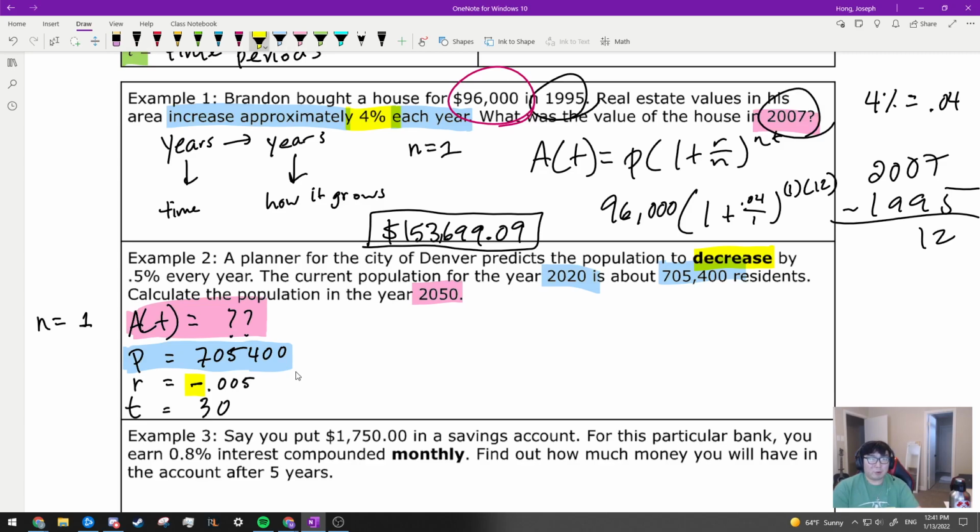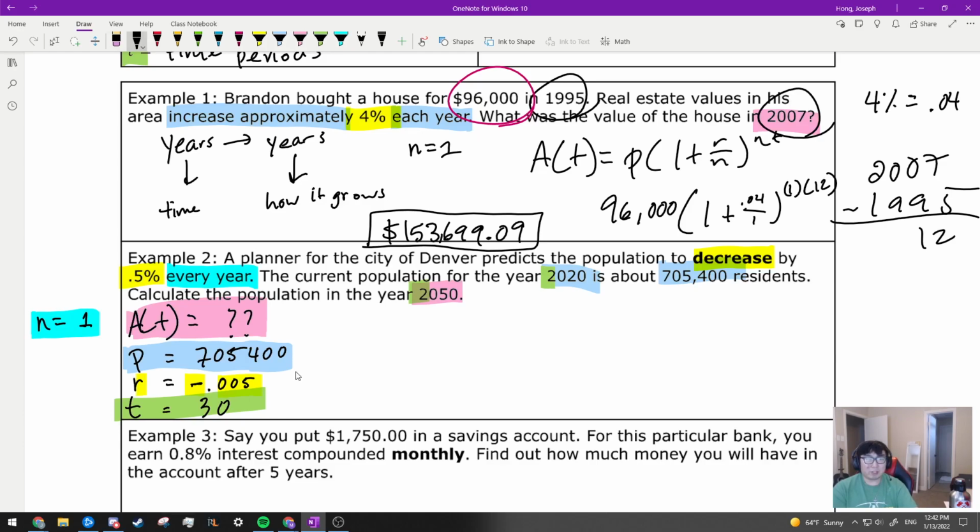Well, I know that r is going to be negative 0.005 because 0.5% is the same as, if I change it into decimal, 0.005. But it's also saying decreasing, so I made my rate of change negative. The time here between 2020 and 2050 is 30 years. And this happens every year. So every year means 1 for n.